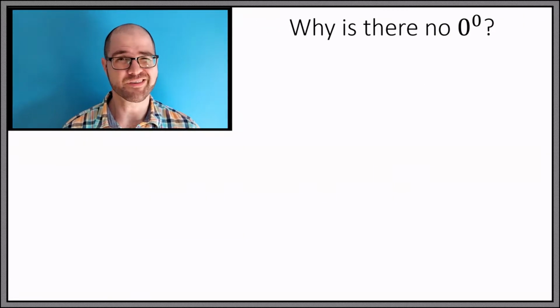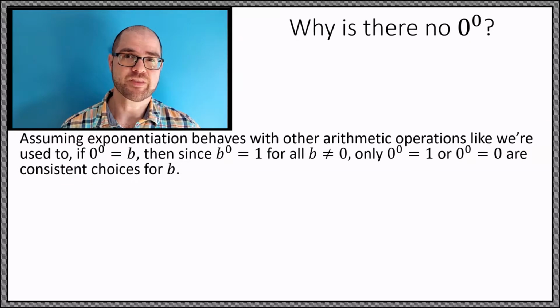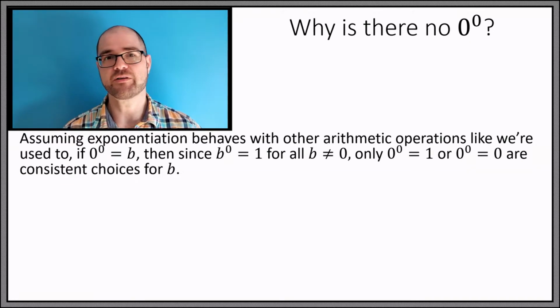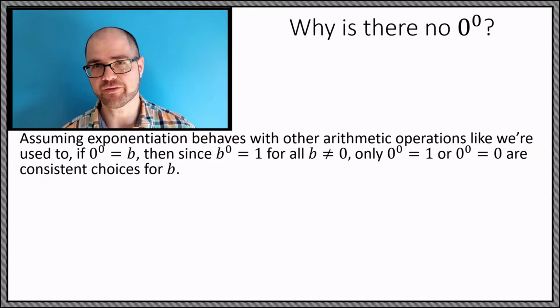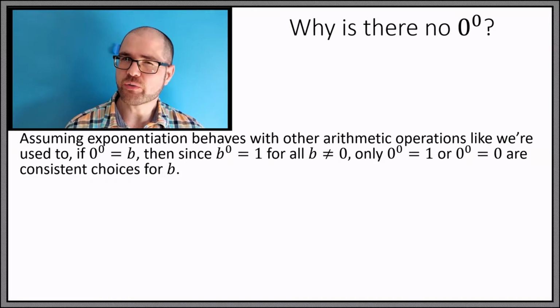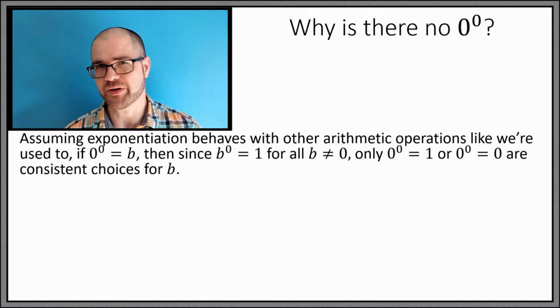The short answer is not exactly. If 0 to the 0 is some number b, then since any non-zero b to the 0 power is 1, either b is 1 or b is 0. These are the only choices consistent with our various rules of arithmetic for exponentials.